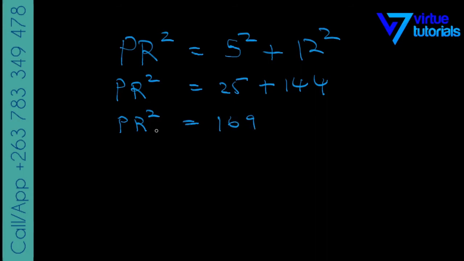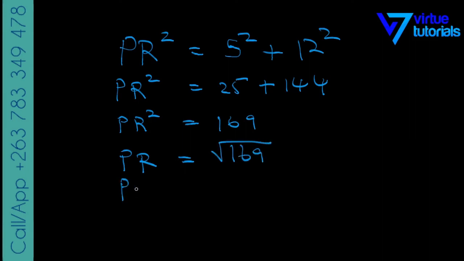Now, what do we know? We're looking for PR, not PR squared, so we have to remove this squared. How do we remove it? You can move it to the other side of the equal sign, and when you do, it does the opposite. The opposite is square rooting. We can accomplish the same result by having the square root on both sides. So PR is equal to the square root of 169.